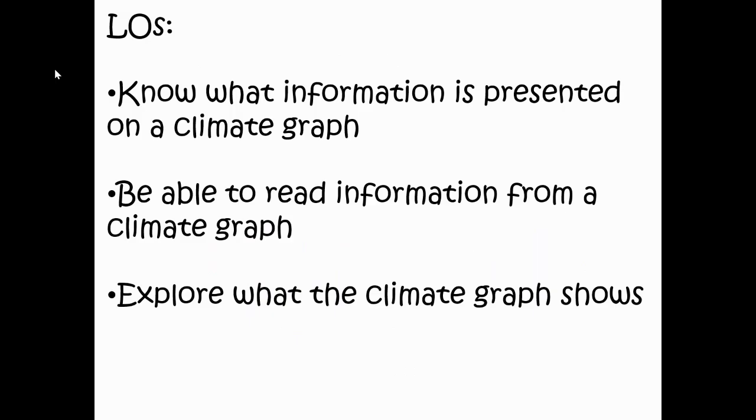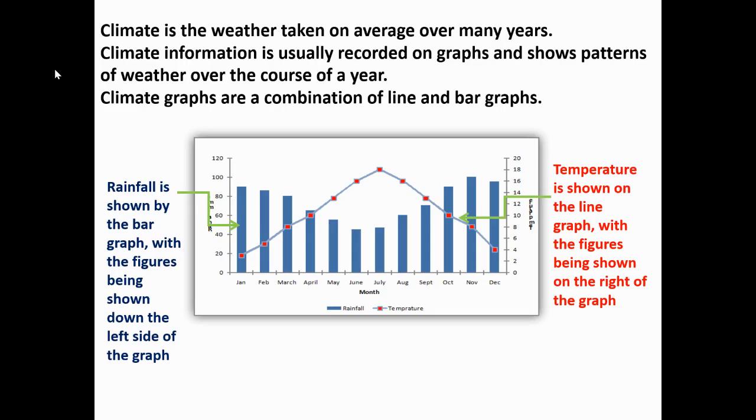What we're learning here is we should know what information is presented in a climate graph. We should be able to read the information from a climate graph and explore what that climate graph is showing us. Now, if we look here, it says climate is the weather taken on average over many years. Climate information is usually recorded on graphs, and it shows us patterns of weather over the course of a year.